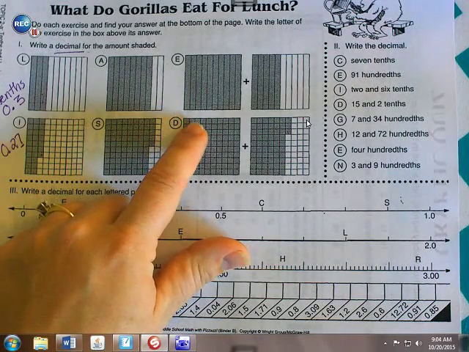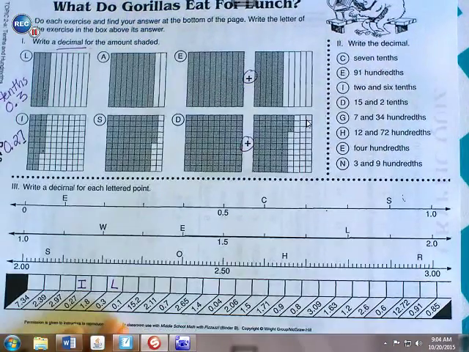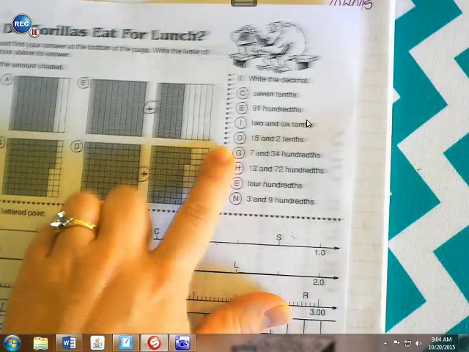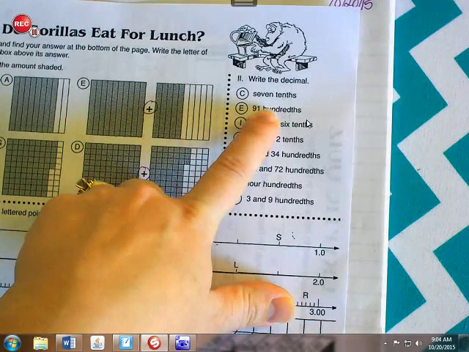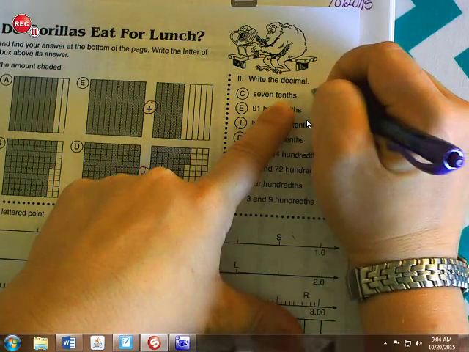15, 14, 13, 12, 11, 10, 9, 8, 7, 6, 5, 4, 3, 2, and 1.